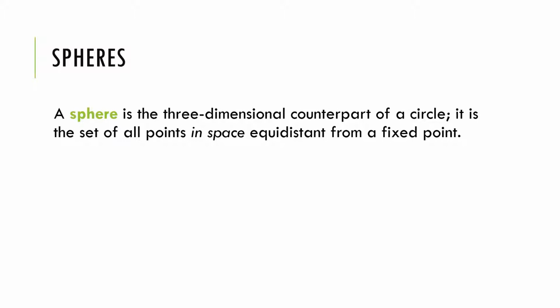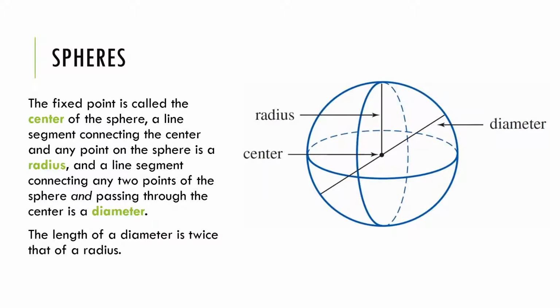Now we talked about another one of the non-rectangular shapes that have special formulas, and that was a sphere. A sphere is a three-dimensional counterpart of a circle. It's the set of all points in space equidistant from a fixed point. So it's just a three-dimensional circle, like a ball. The fixed point is called the center of the sphere. The line segment connecting the center and any point on the sphere is the radius. Right, so if you go from the center to any point on the sphere, that's called the radius.